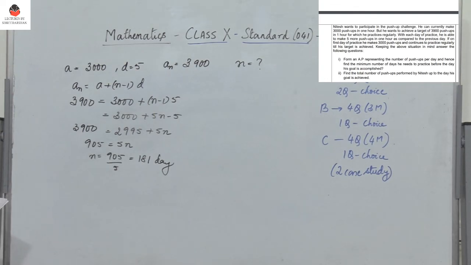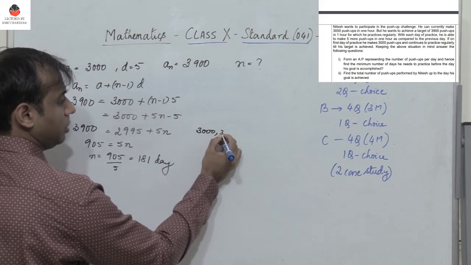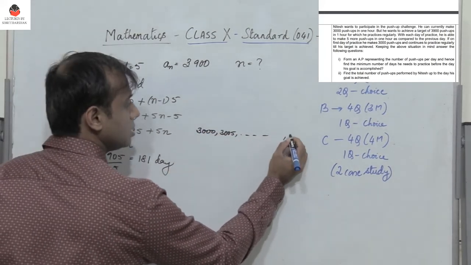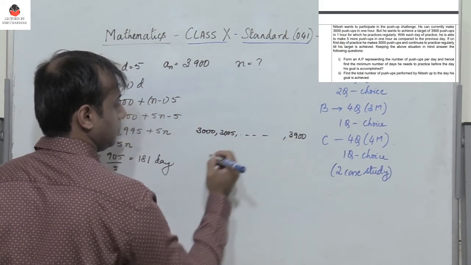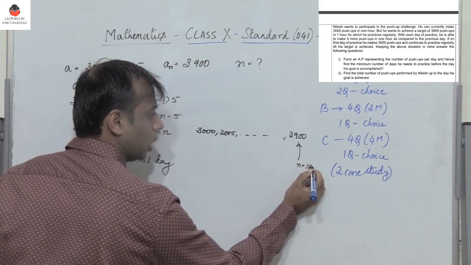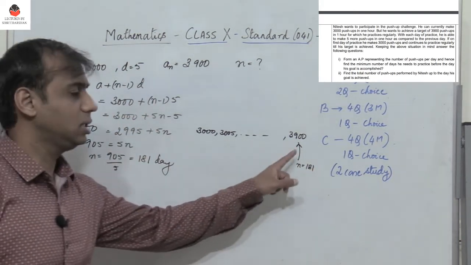So what is question 1? Form an arithmetic progression representing the number of push-ups per day, and hence find the minimum number of days he needs to practice before the day his goal is accomplished. So this is important. So day 1 it is 3000, next it's going to be 3005, and then so on. Then finally it is 3900. So he achieves 3900 on the 181st day.